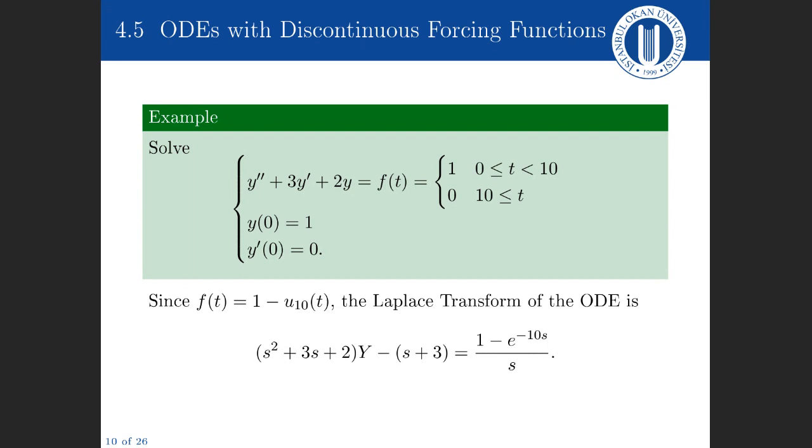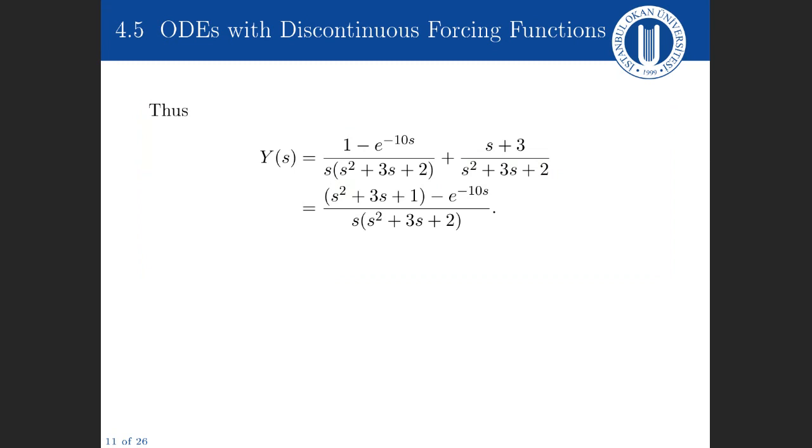And then we take the Laplace transform of the differential equation and use the initial conditions to find that s squared plus 3s plus 2 capital Y minus s plus 3 is equal to 1 minus e to the power minus 10s divided by s. So we arrange this. Capital Y must be s squared plus 3s plus 1 minus e to the power minus 10s divided by s squared plus 3s plus 2, which I leave for you to check.